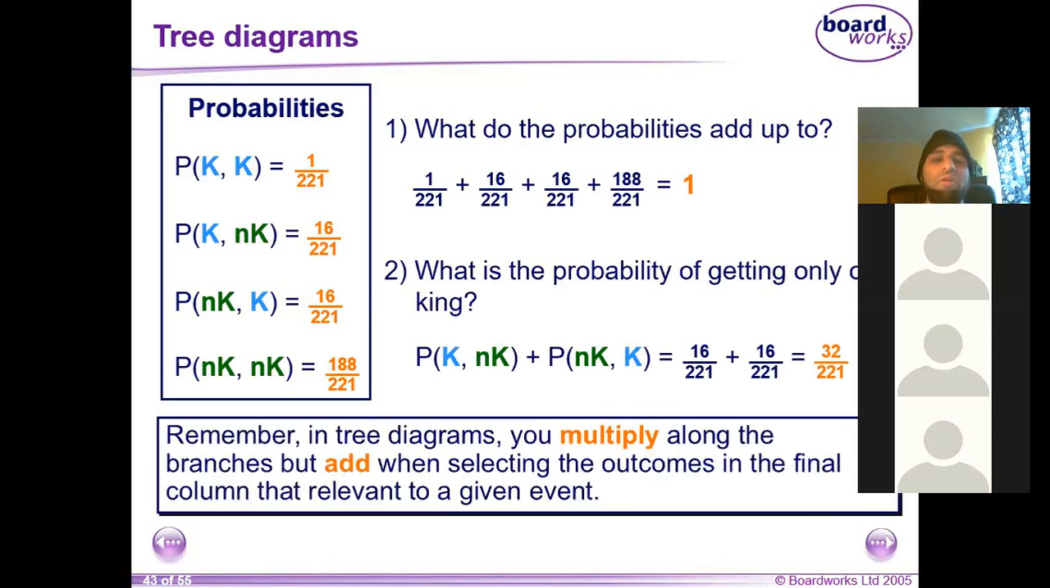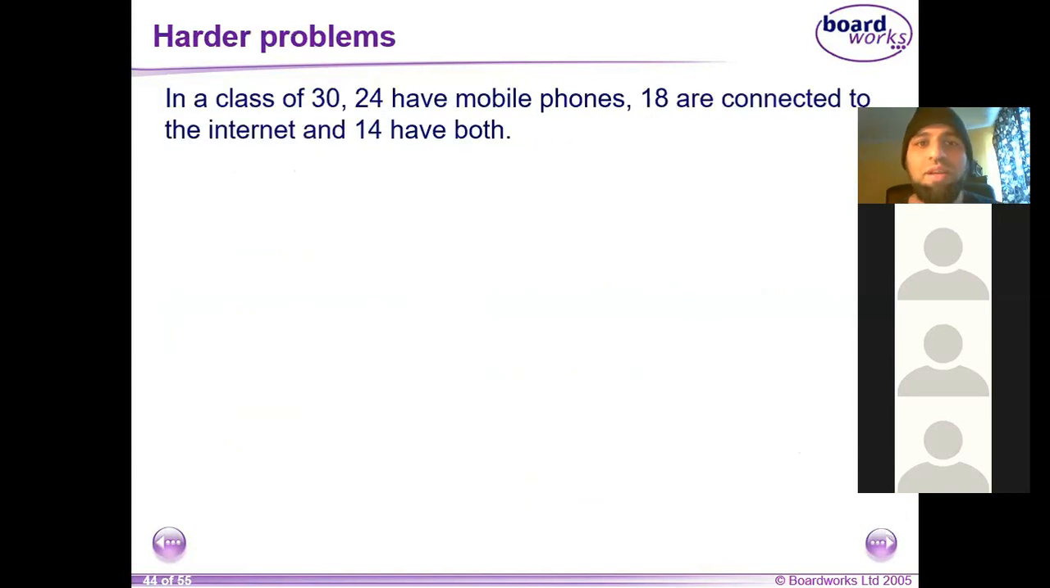So I want you to write this down. Remember, in tree diagrams, you multiply along the branches, but add when selecting outcomes from different branches. They made it look complicated, but just say multiply across the branches, add between them. With that rule, you can do any tree diagram, hopefully. So let's do a harder problem.